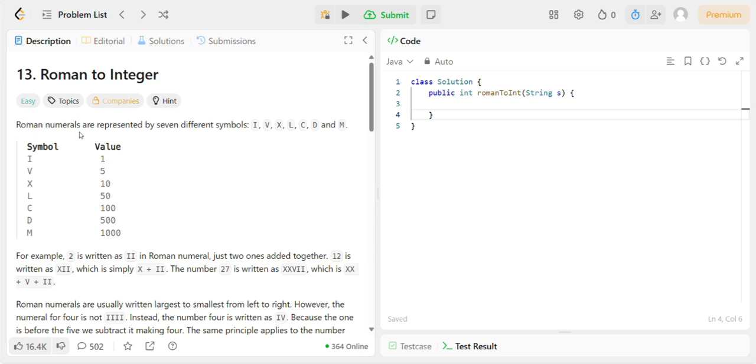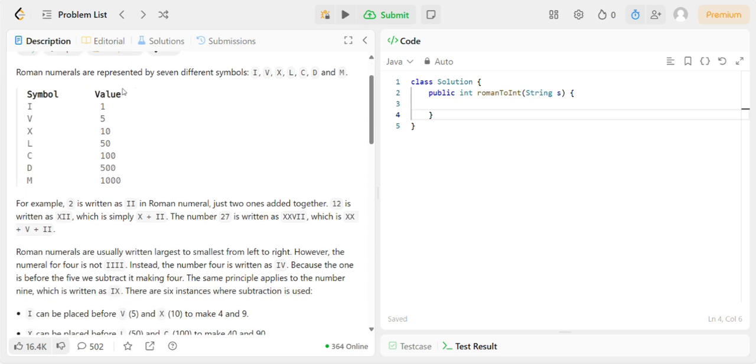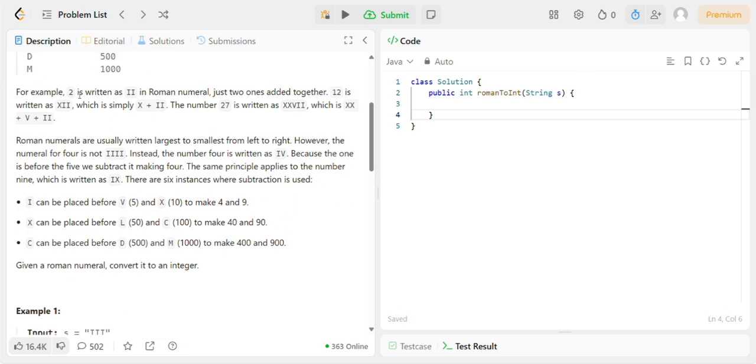Here is our next LeetCode problem, that is Roman to Integer. The description says that Roman numerals are represented by 7 different symbols: I, V, X, L, C, D and M, and the value of each symbol is given here. They have also given us an example of how we are going to write Roman numbers.